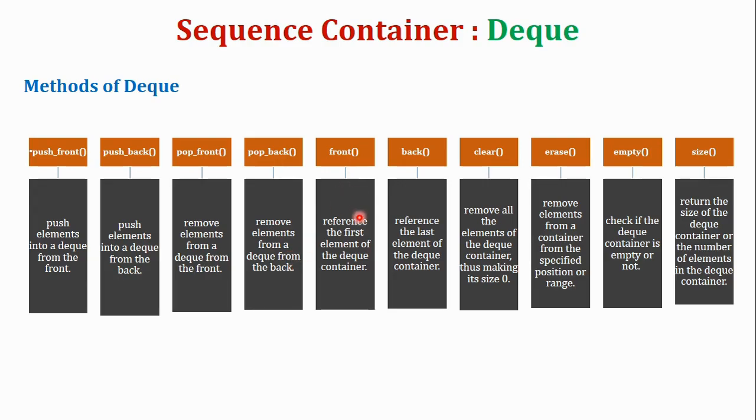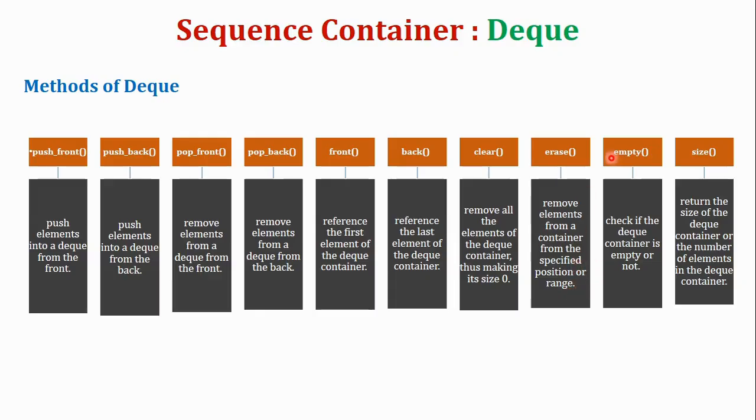And front, it will return a reference to the first element in the DQ container. Back, it is the reference to the last element of the DQ. Clear. Remove all the elements of the DQ container, thus making its size 0. Erase. It will remove the elements from the container from a specified position or some range.